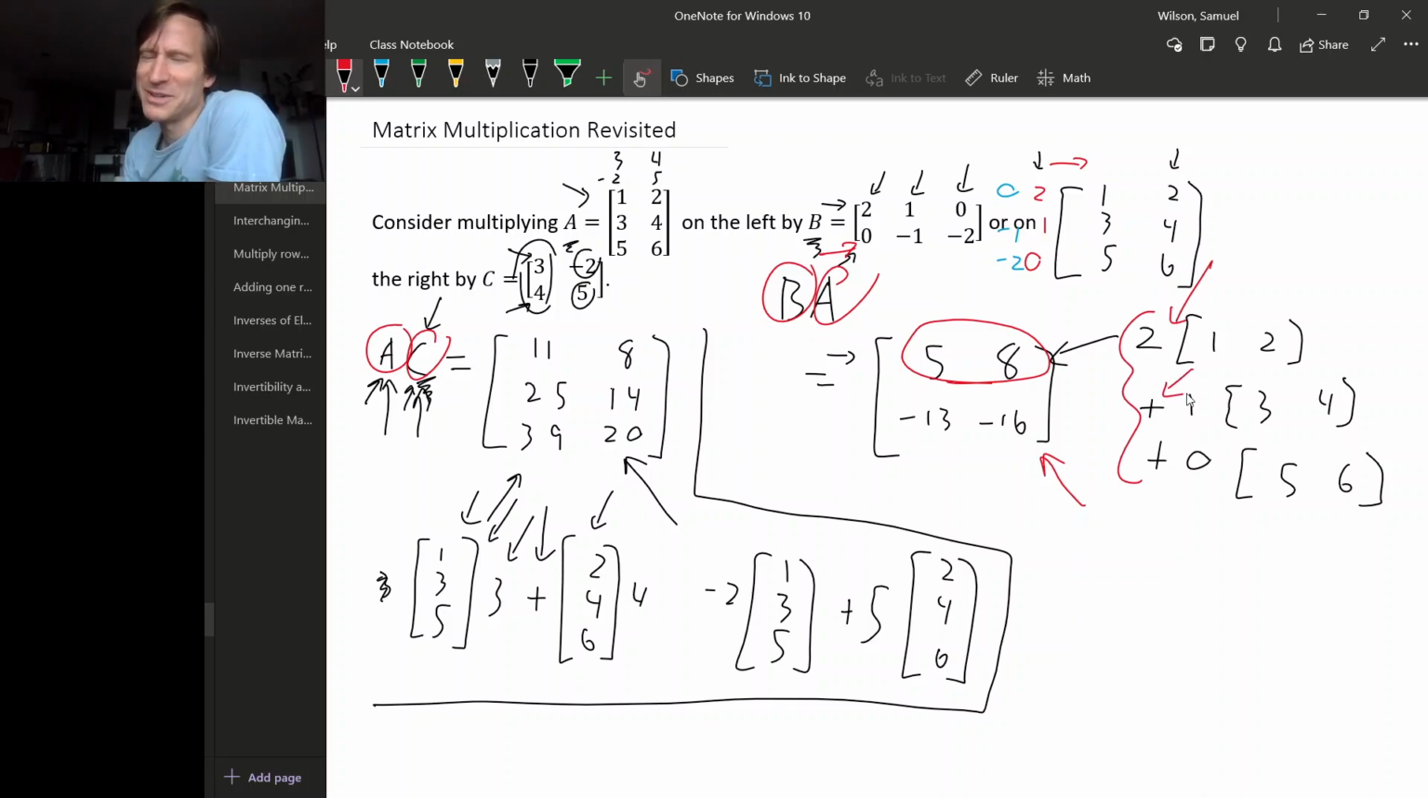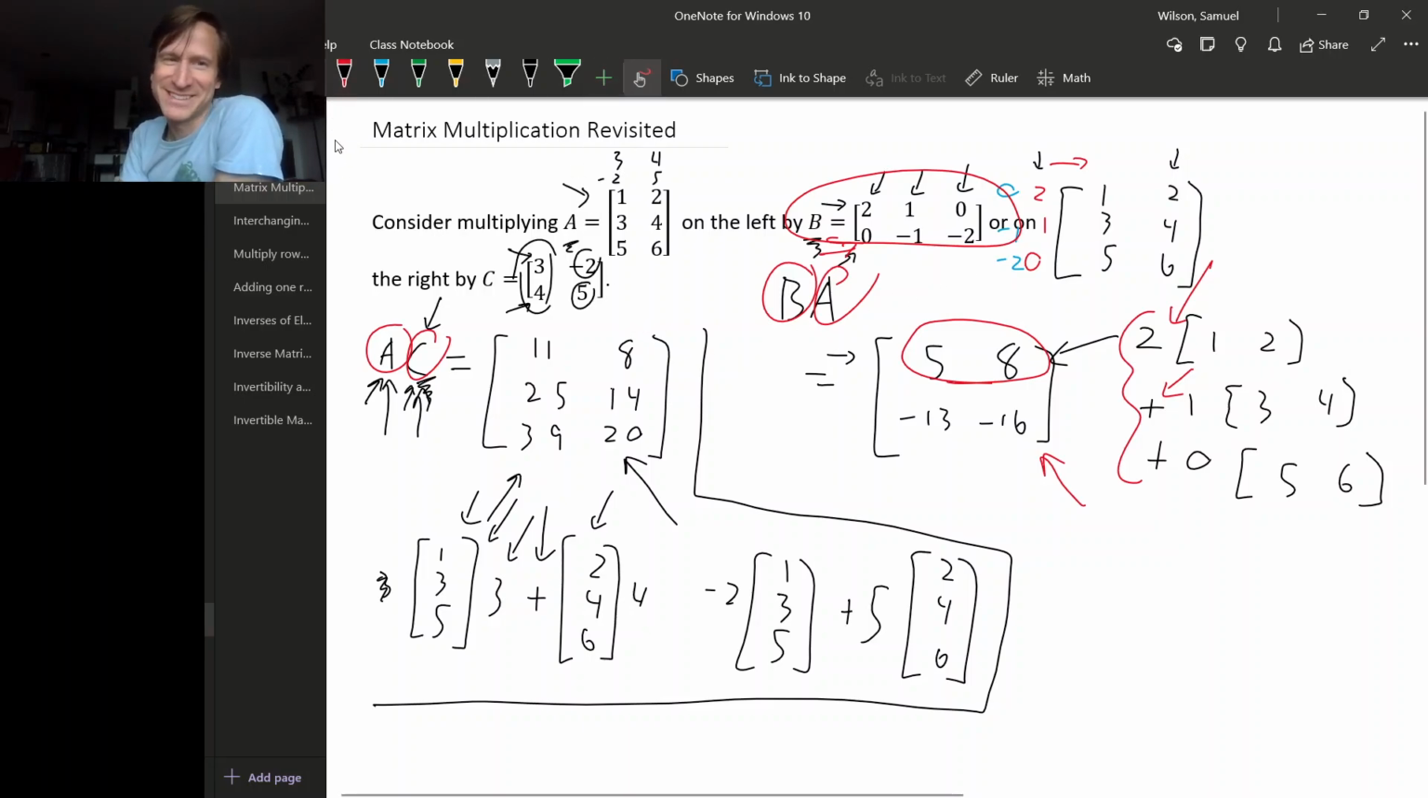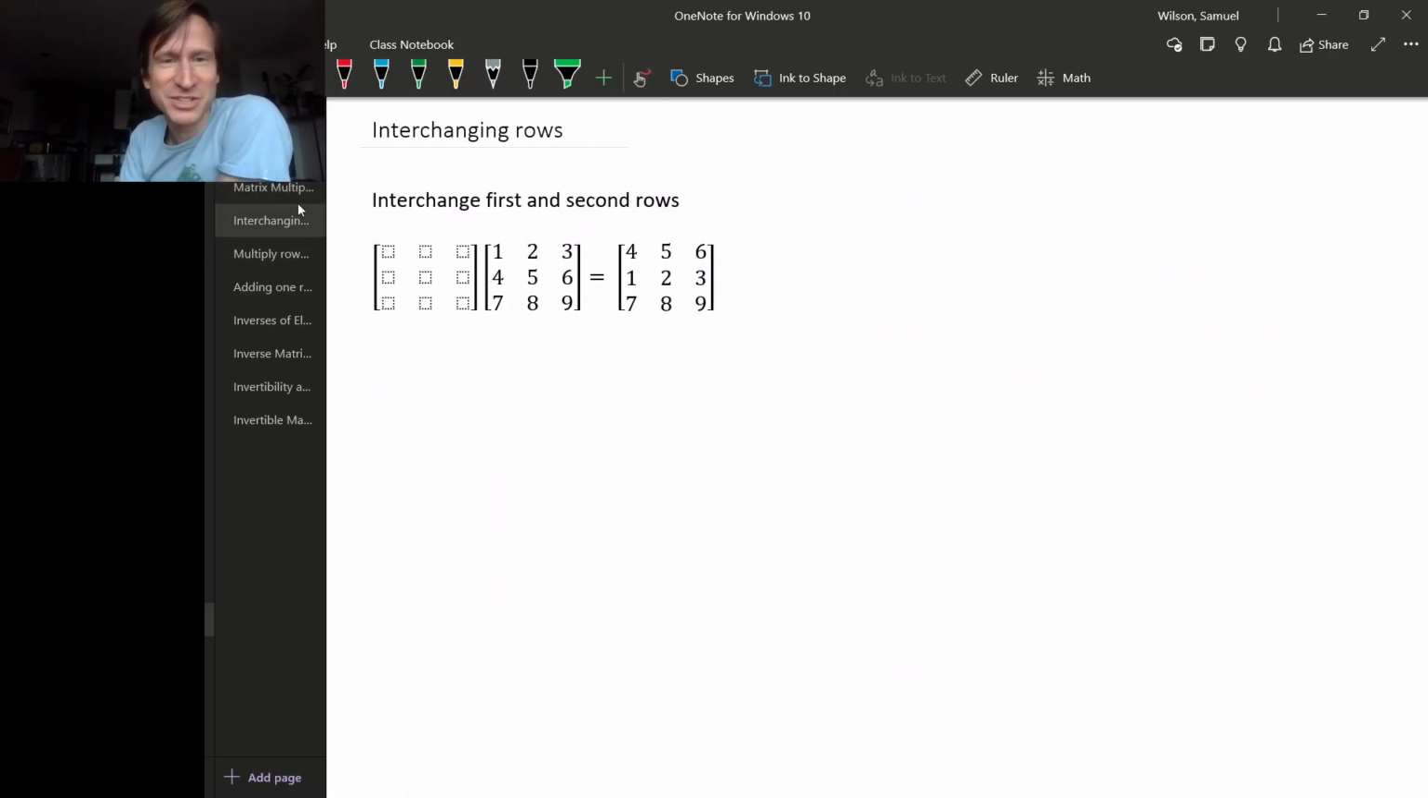We'll have to think about how interchanging 2 rows works. But the idea here is that by multiplying the matrix A on the left by B, B is somehow doing row operations. That's the idea here. So what we're going to do is try to express all of the row operations as multiplication on the left by some matrix. And the trick will be figuring out, well, what matrix? So what matrix does what row operations?